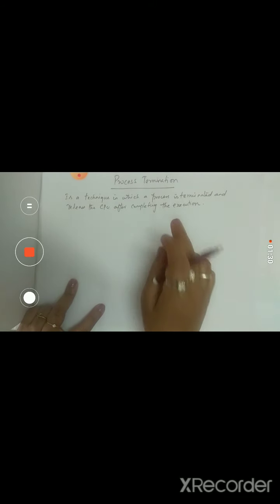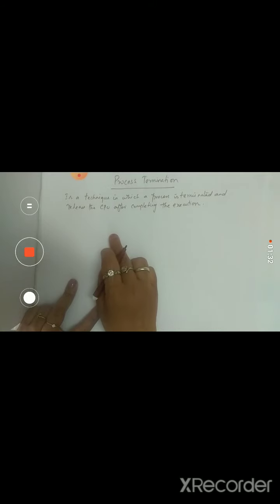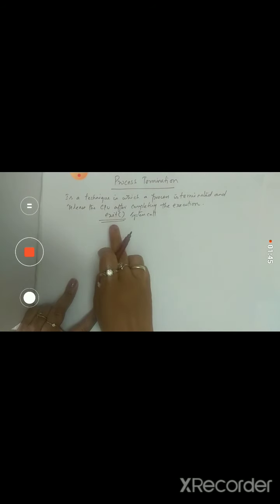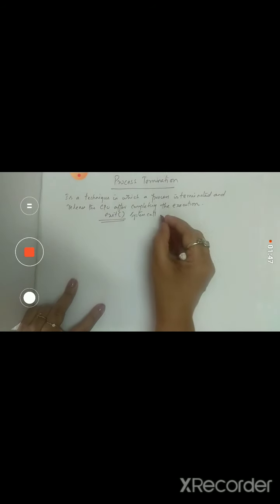So how can this happen? Most operating systems use the exit system call. We can say it is a system call method. So the exit system call is used to terminate the process.